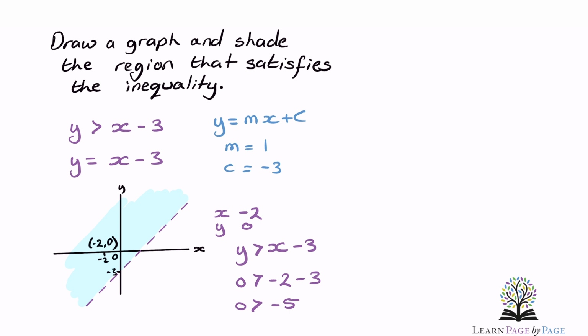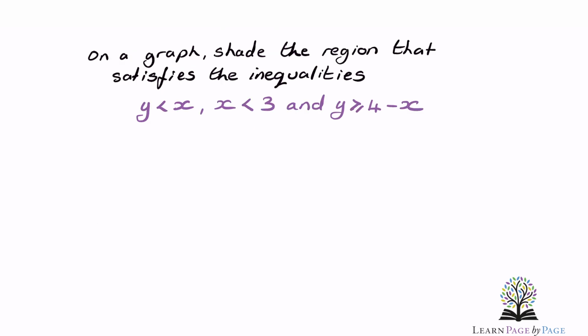And then lastly, I'm going to tackle this question. Here we're being asked to shade the region that satisfies the inequalities. Now we have 3 inequalities here, and we're going to turn each of them into their corresponding equation. The first one will become y equals x. The second one, x equals 3. And then the last, y equals 4 minus x. And because we're working with straight line graphs, I'm going to turn this one around to be y equals minus x plus 4. So I have my gradient first, my y-intercept second.